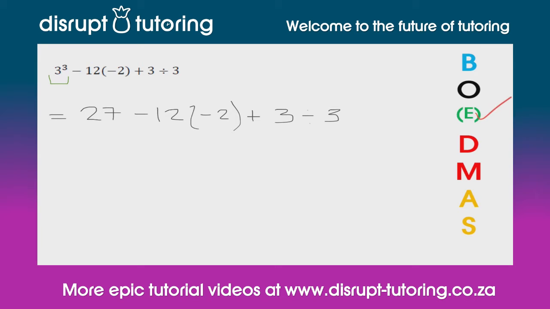Right, so we have dealt with our exponents, and we move on to division. Now we can see there is some division, so let's highlight what we need to divide. It's going to be a plus 3 divided by 3. So remember that plus sign belongs to the 3.